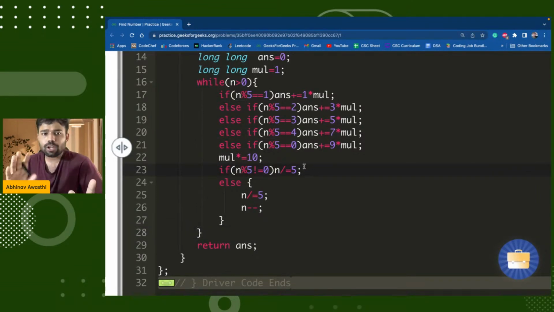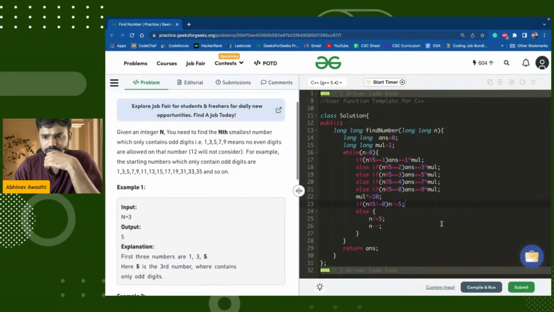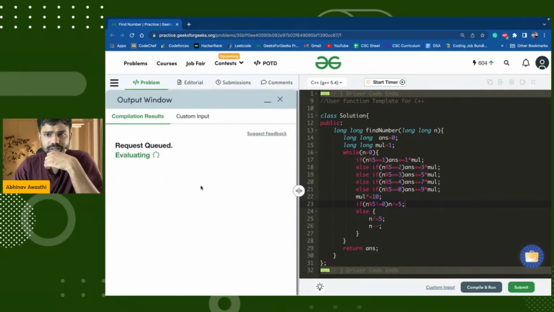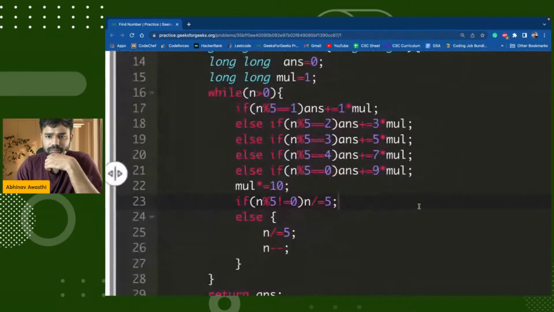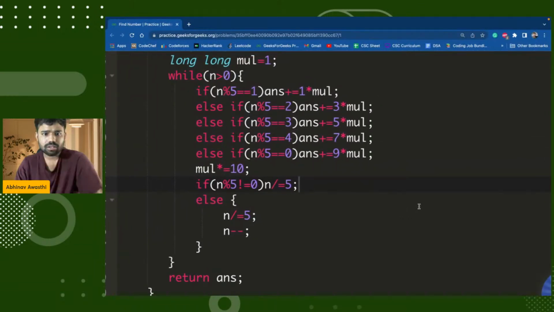Okay. So basically, what I'm doing here is there is no need to even subtract this thing. Wait, let me first get the answer. Why is this not running? Okay, yeah, I've got the right answer.